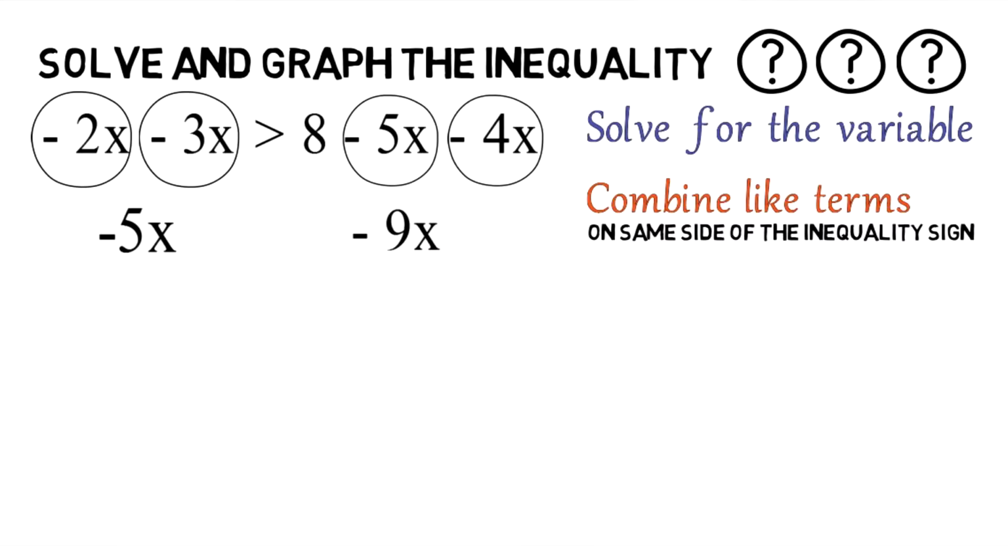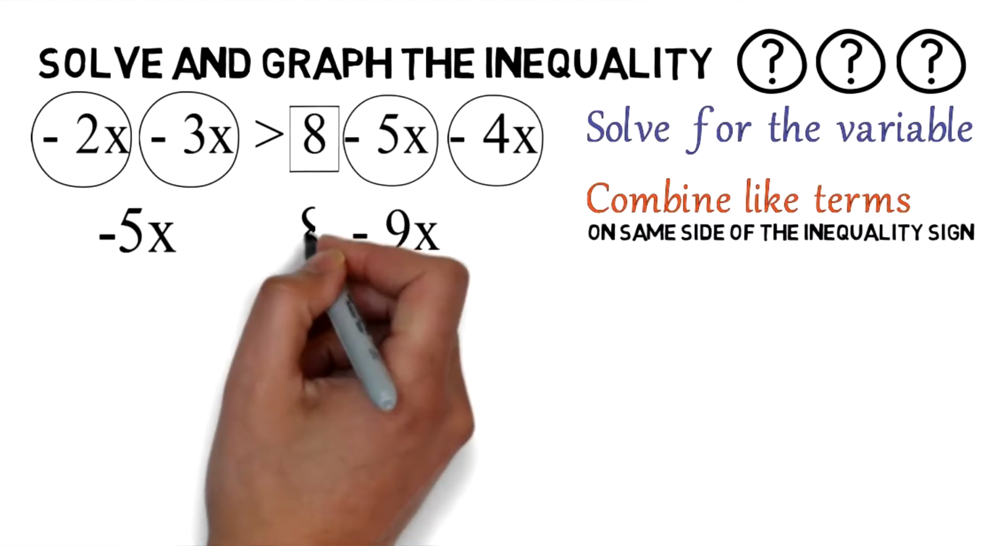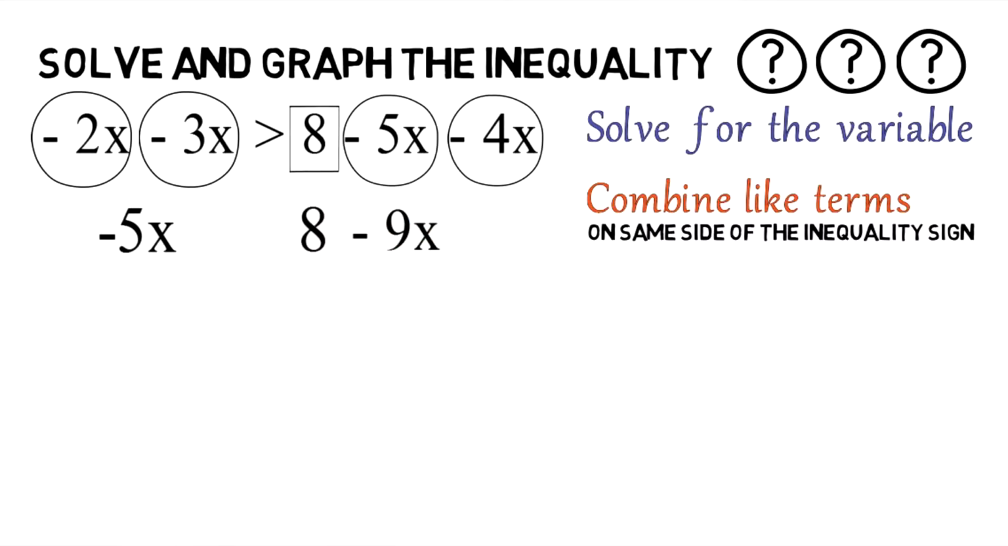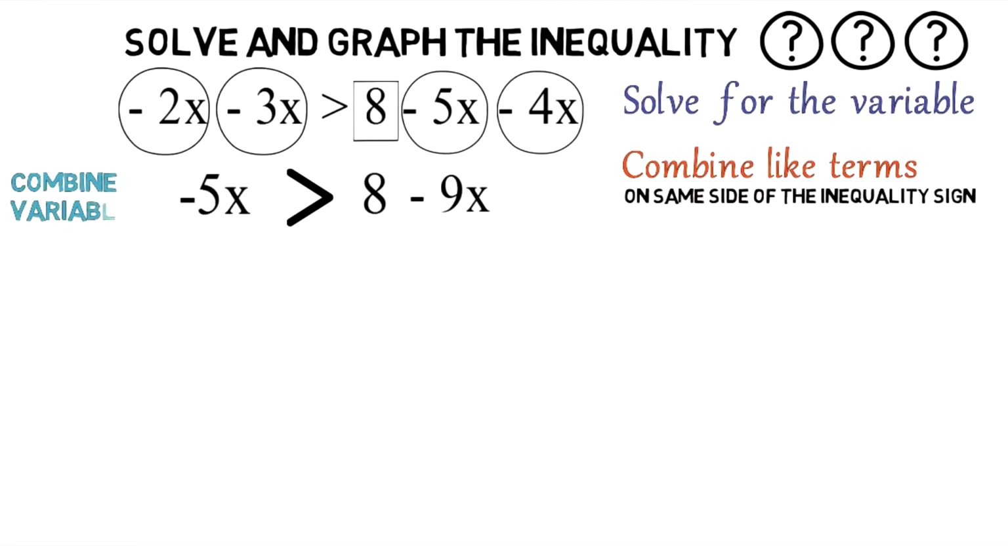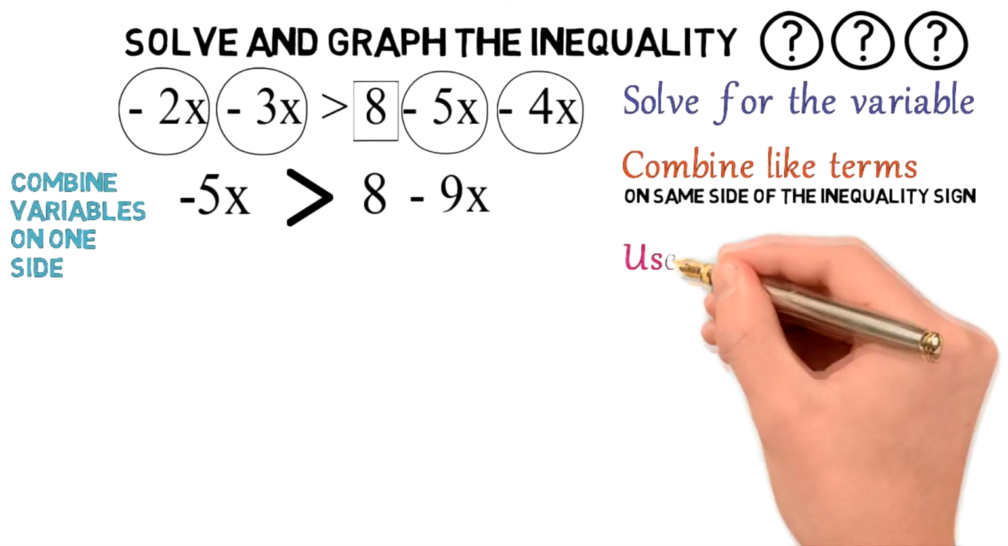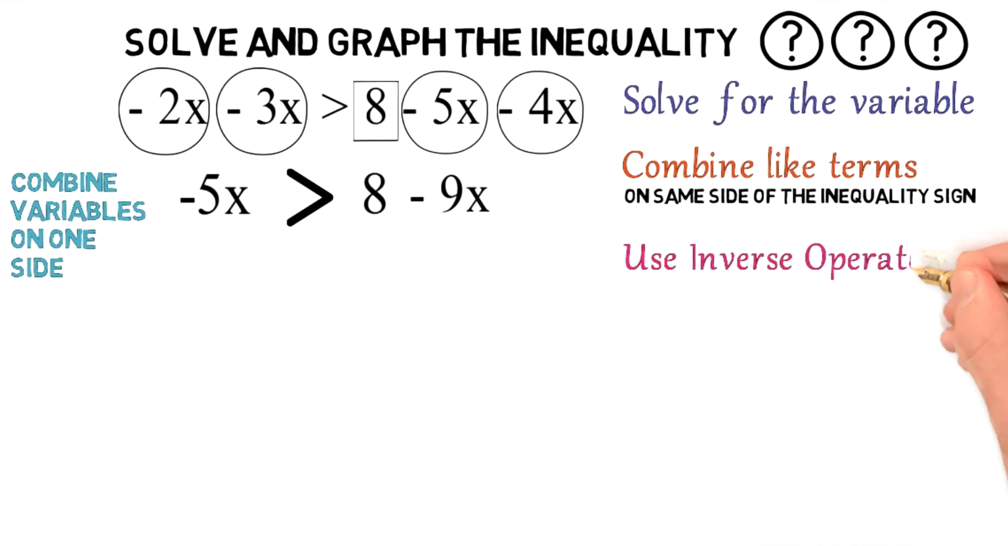And don't forget, you still have an 8, which you can drop down. And don't forget the inequality sign. So what we have just done is combine variables on one side of the equation. Now we have to use inverse operations to solve.